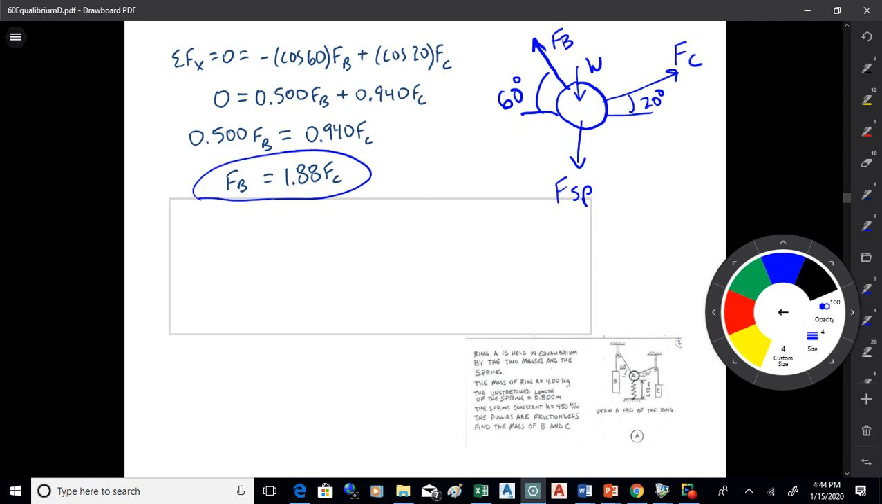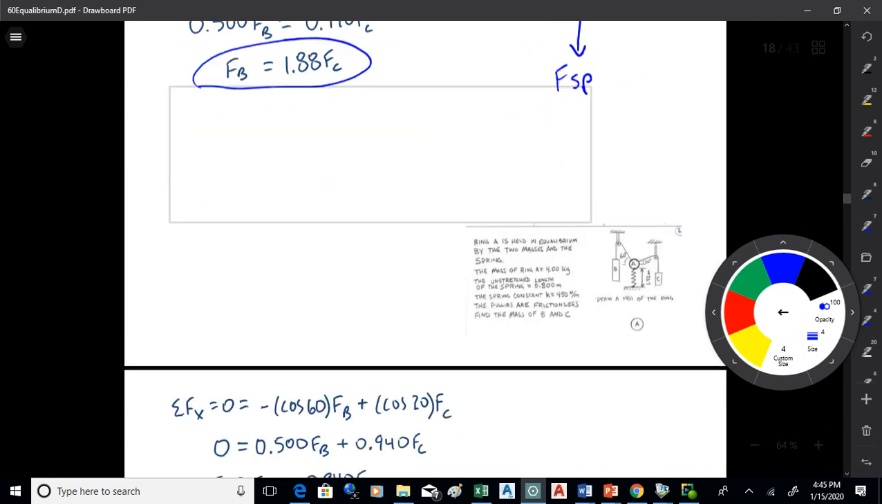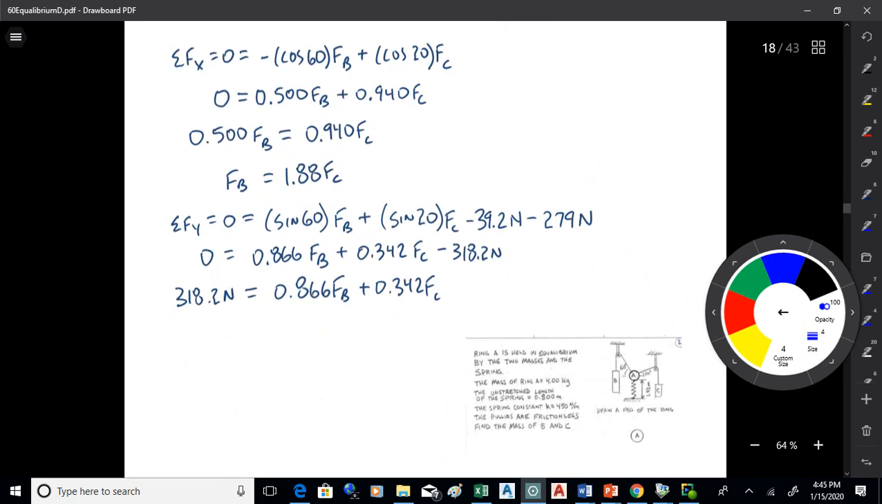Okay, so that gets me that. Now I can set up the more complex sum of Fy equation and plug that in. That way I can solve my two equations and my two unknowns pretty readily. So I just looked ahead and did the simpler one first. Then I can do the sum of Fy equation.